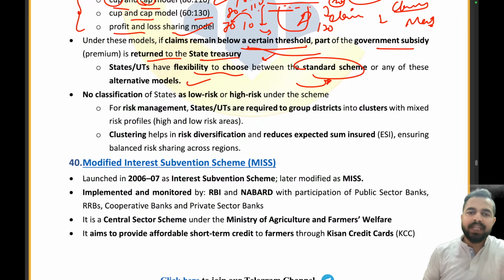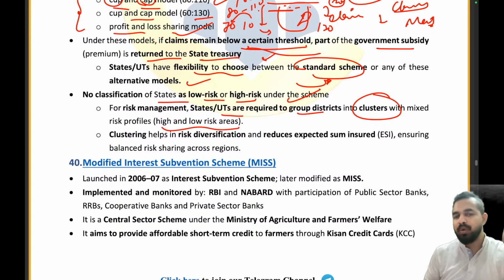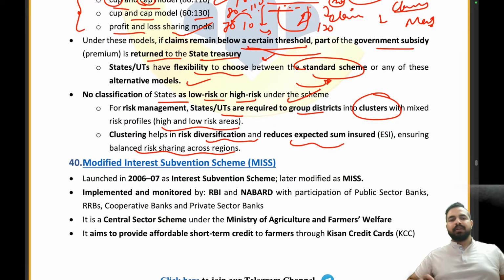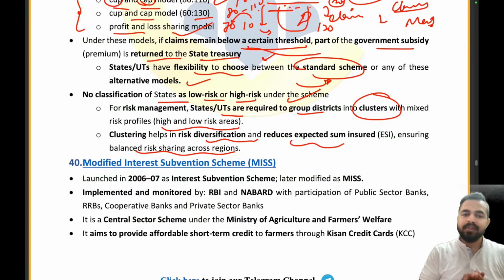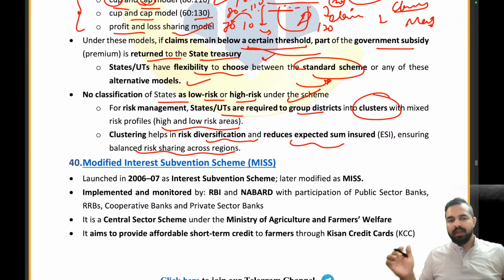Clear everyone? No classification of state as low risk or high risk under the scheme. For risk management, states are required to group districts into clusters with mixed risk profiles, like high and low risk areas. Clustering helps in risk diversification and reduces the expected sum insured, ensuring balanced risk sharing across the regions. So my dear friends, there is no classification of the states as low risk or high risk. But what the states have to do is make clusters of the different cities, that these cities are high risk and these cities are low risk areas. Clear everyone?